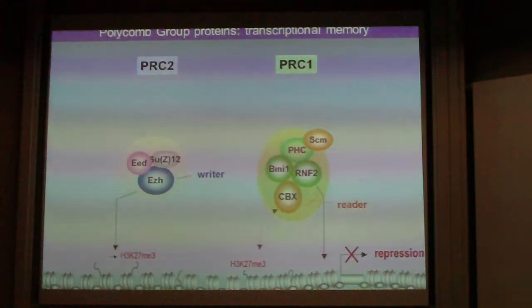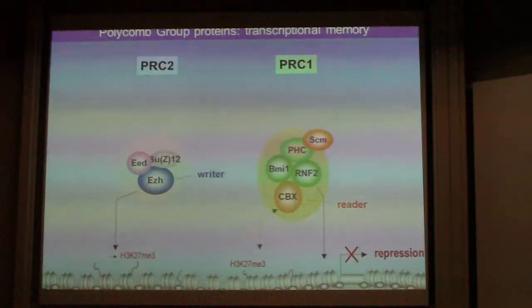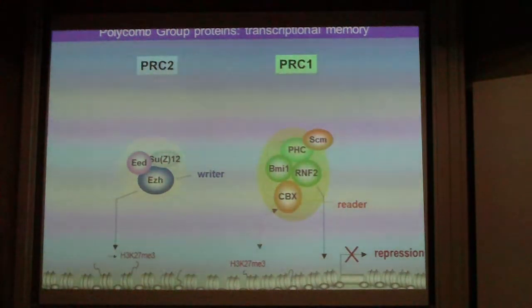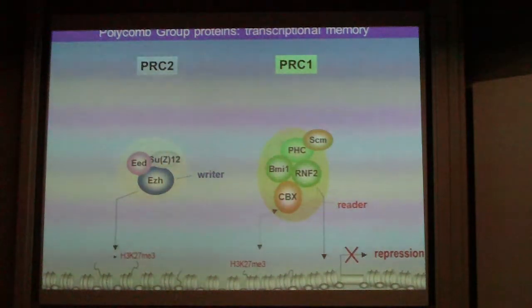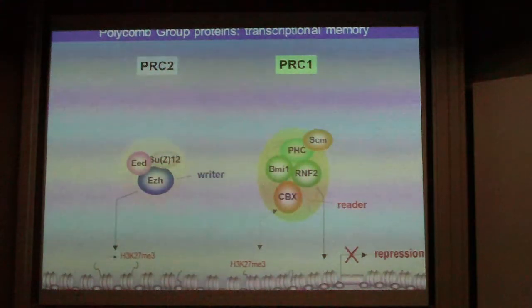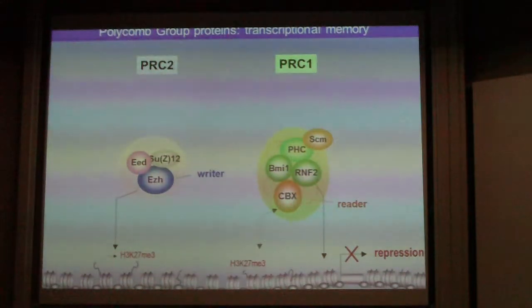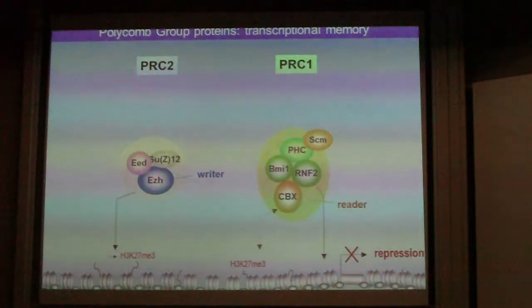They repress gene transcription, and they do that in the context of development. They provide the cell with a transcriptional memory. Whenever genes have been turned off in development, their off status is maintained by Polycomb group complexes. Their counterpart, which we're not going to talk about today, the Trithorax group proteins, do exactly the opposite. Whatever was turned on in a specific lineage is kept on by Trithorax complexes.